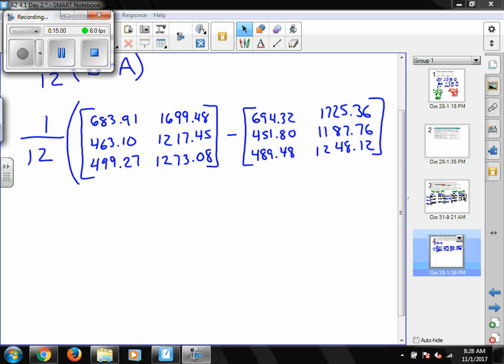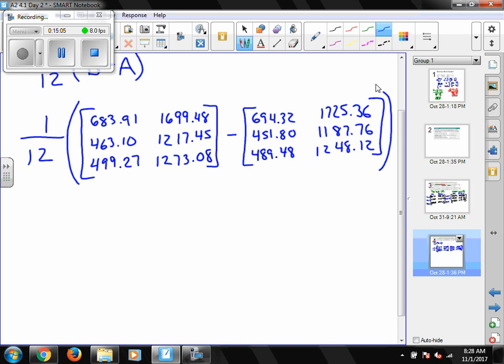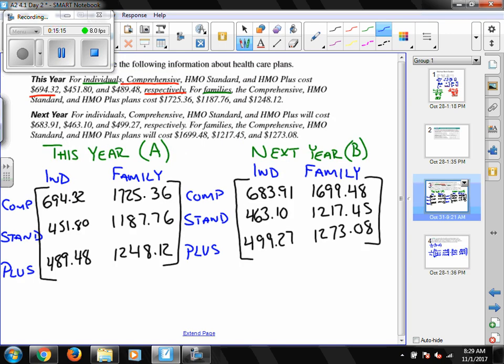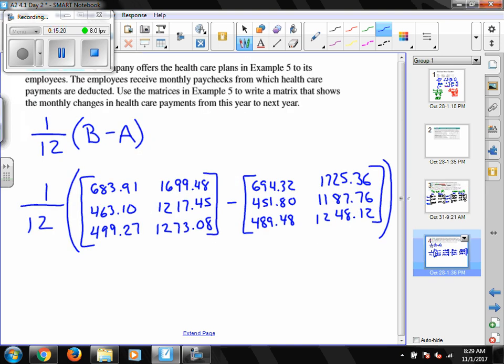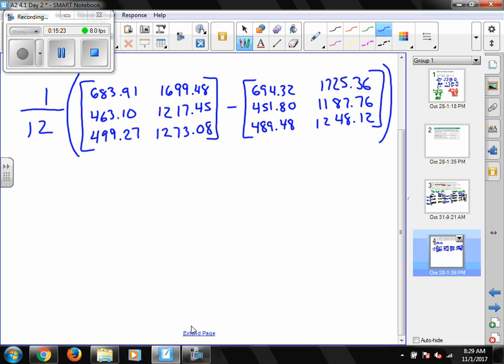Welcome back from our brief commercial break there. I figured you guys would enjoy a shorter video and not just watching me copy down two matrices that we already have. So, copy down A and B. B is on the left, A is on the right. They're the same matrices that we were just working with in this problem here. So copy those down. And now we could distribute. I think it's probably going to be a little easier if we subtract inside the parentheses first. But if you want to distribute this 1/12 through everything, you're more than welcome to.